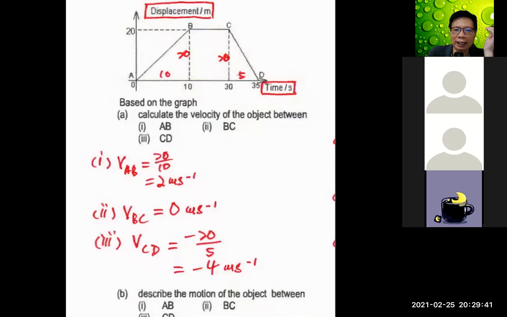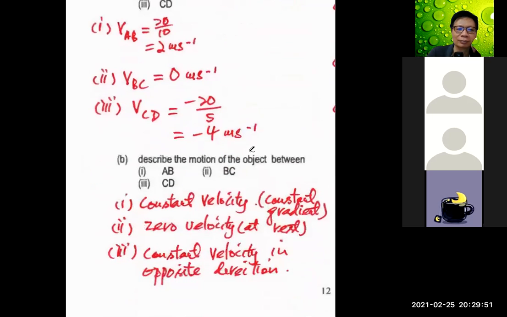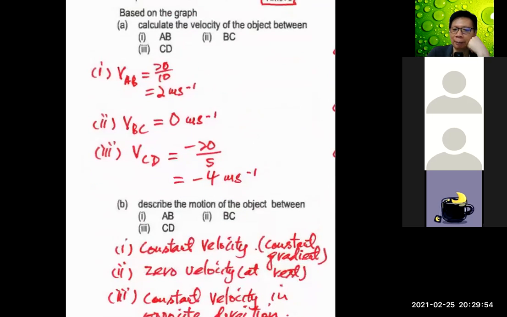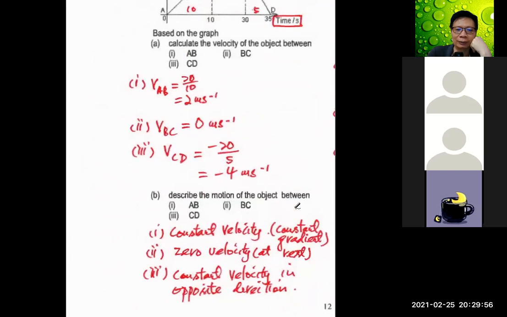Okay, yes, good that you understand, Loga. Okay, come next part. Describe the motion. Now they ask you to describe the motion. Okay, you see the answer? Describe means that you write in a sentence how the thing moves.